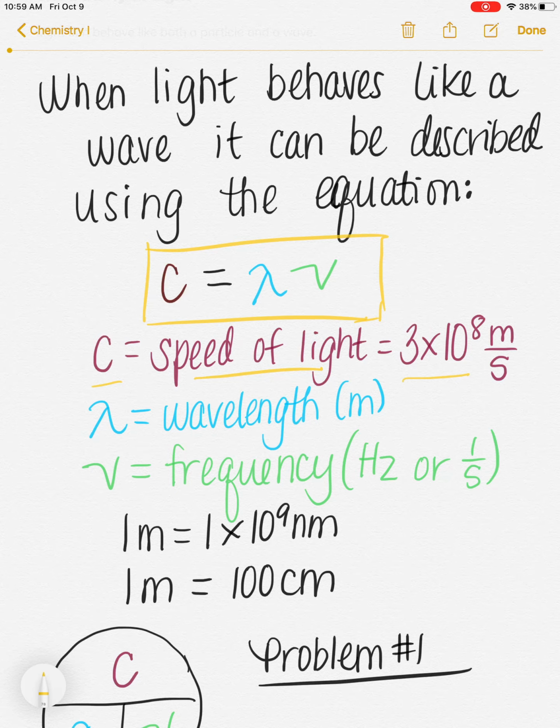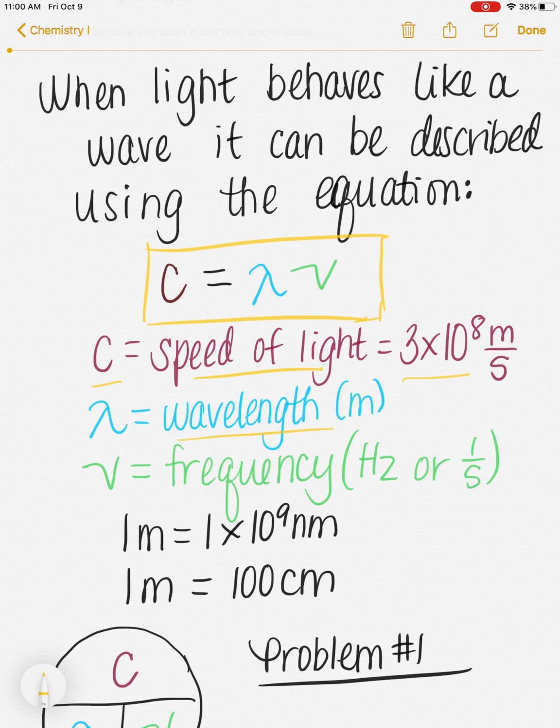It doesn't matter what color of light you're working with or what type of light on the spectrum. I mean, X-rays, ultraviolet rays, gamma rays, red light, blue light, green light, yellow light, every type of light will always move at that value of 3 times 10 to the 8th meters per second.